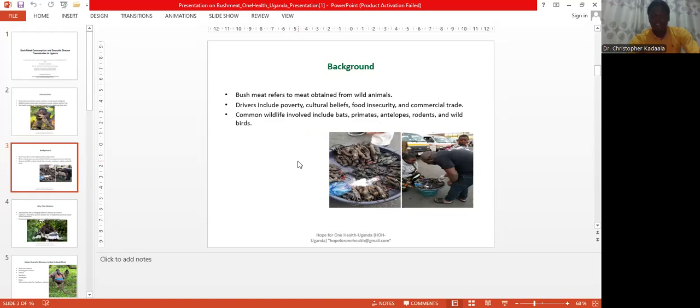Background talks about the background of bushmeat consumption and wildlife hunting. Bushmeat refers to the meat obtained from wild animals. Drivers include poverty, cultural beliefs, food security, and commercial trade. Common wildlife involved include primates, antelopes, rodents, and wild birds. I have also shared another photo showing people selling bushmeat on the streets in the communities of Uganda.